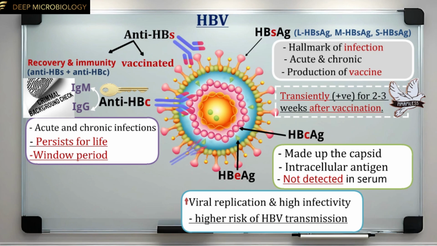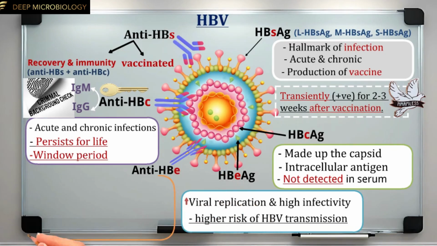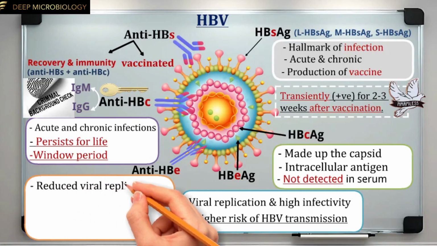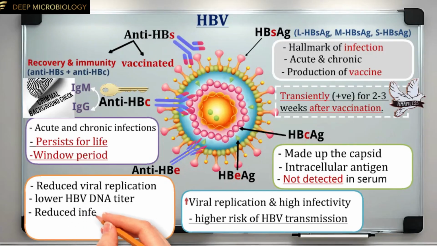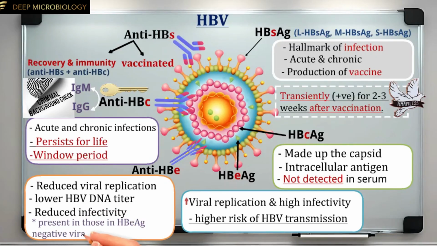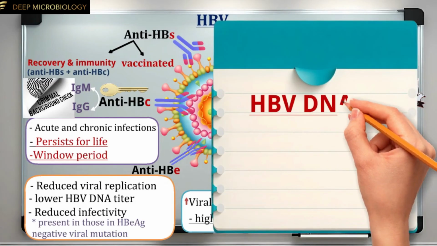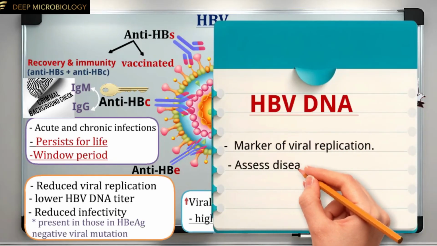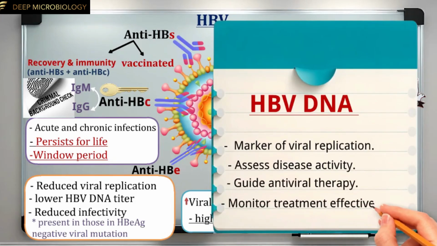The last serological marker is anti-HBe. It indicates host immune response against HBeAg, usually associated with reduced viral replication, lower HBV DNA titer, and reduced infectivity, but also present in those with HBeAg-negative viral mutation. Besides serological tests, HBV DNA testing is a direct and quantitative marker of viral replication. It is used to assess disease activity, guide antiviral therapy, and monitor treatment effectiveness.